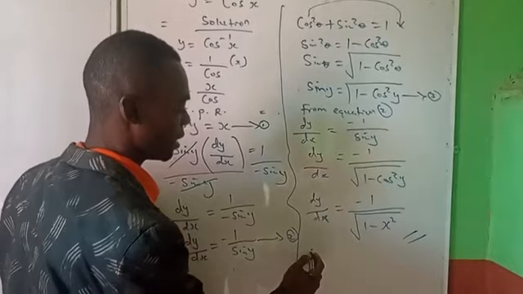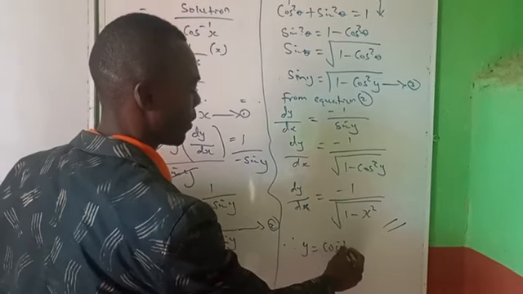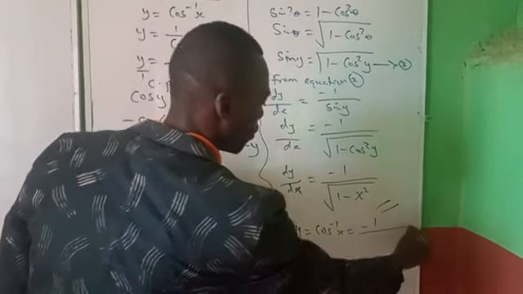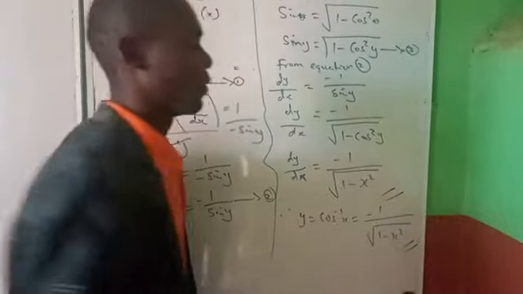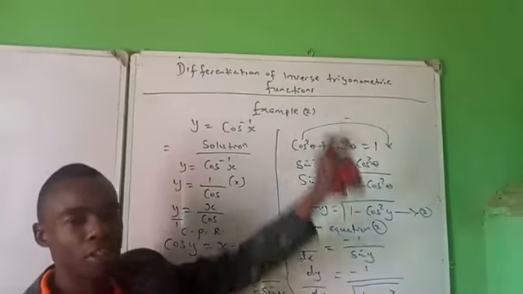Therefore, y is equal to cos inverse of s gives us minus 1 all over root 1 minus s squared, for the differentiation of inverse trigonometric function.